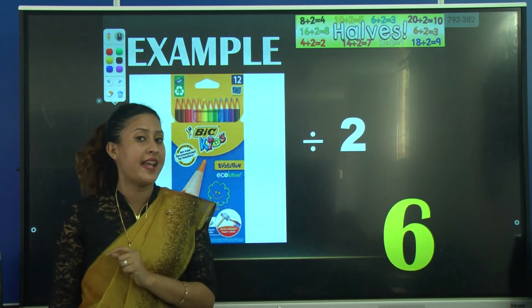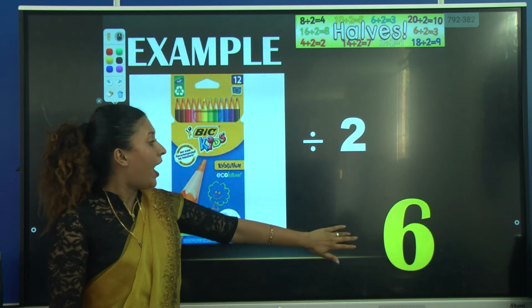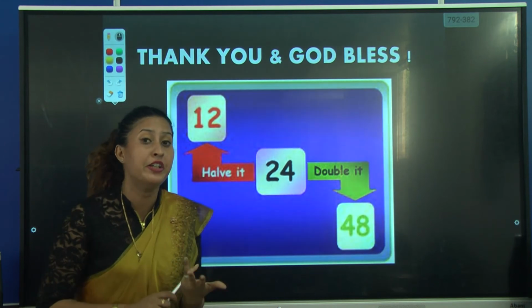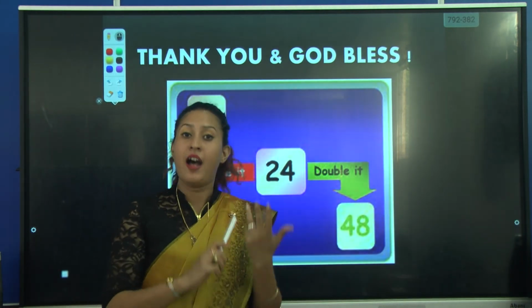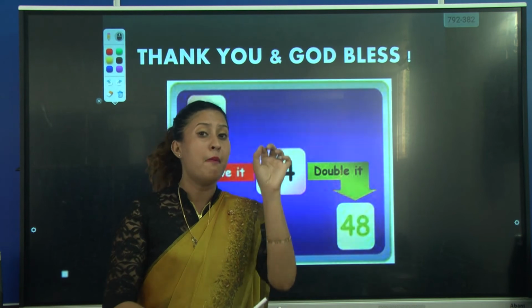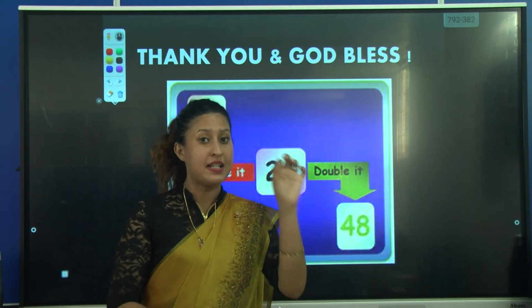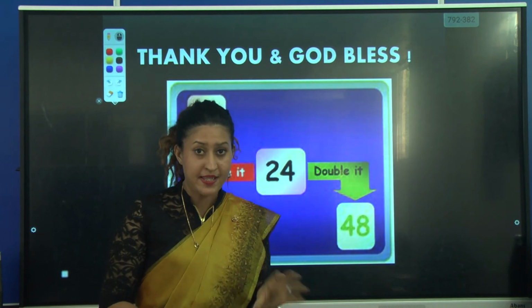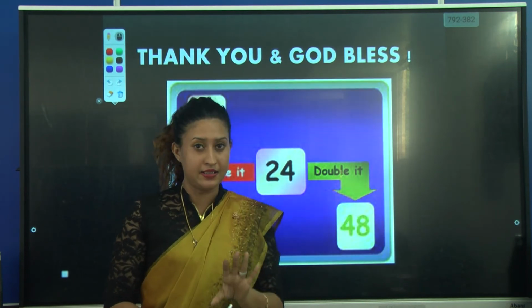Did you all understand what I explained? I hope everybody understood my lesson. Now what did we learn today? Doubling and halving. Doubling means multiplying a certain number by 2, and halving means dividing a certain number by 2.